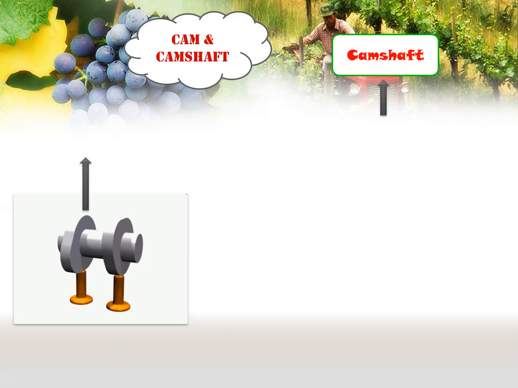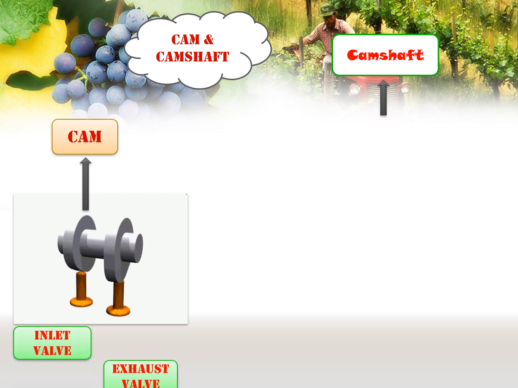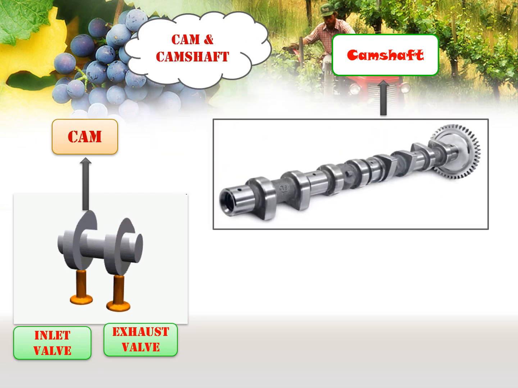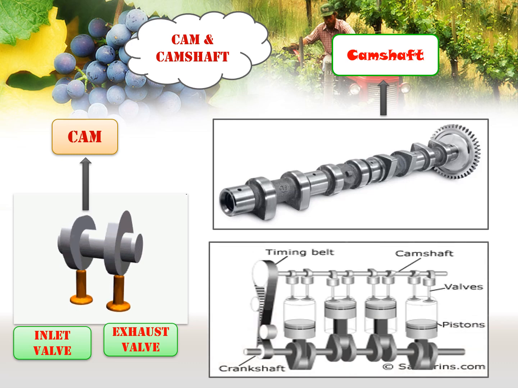Now we discuss the picture of cam and camshaft. It is the picture of cam. Here there are two cams to control inlet valve and exhaust valve. It is the picture of camshaft. Here there are many cams aligned in a shaft, so it is a camshaft. And the last picture is the function of camshaft.